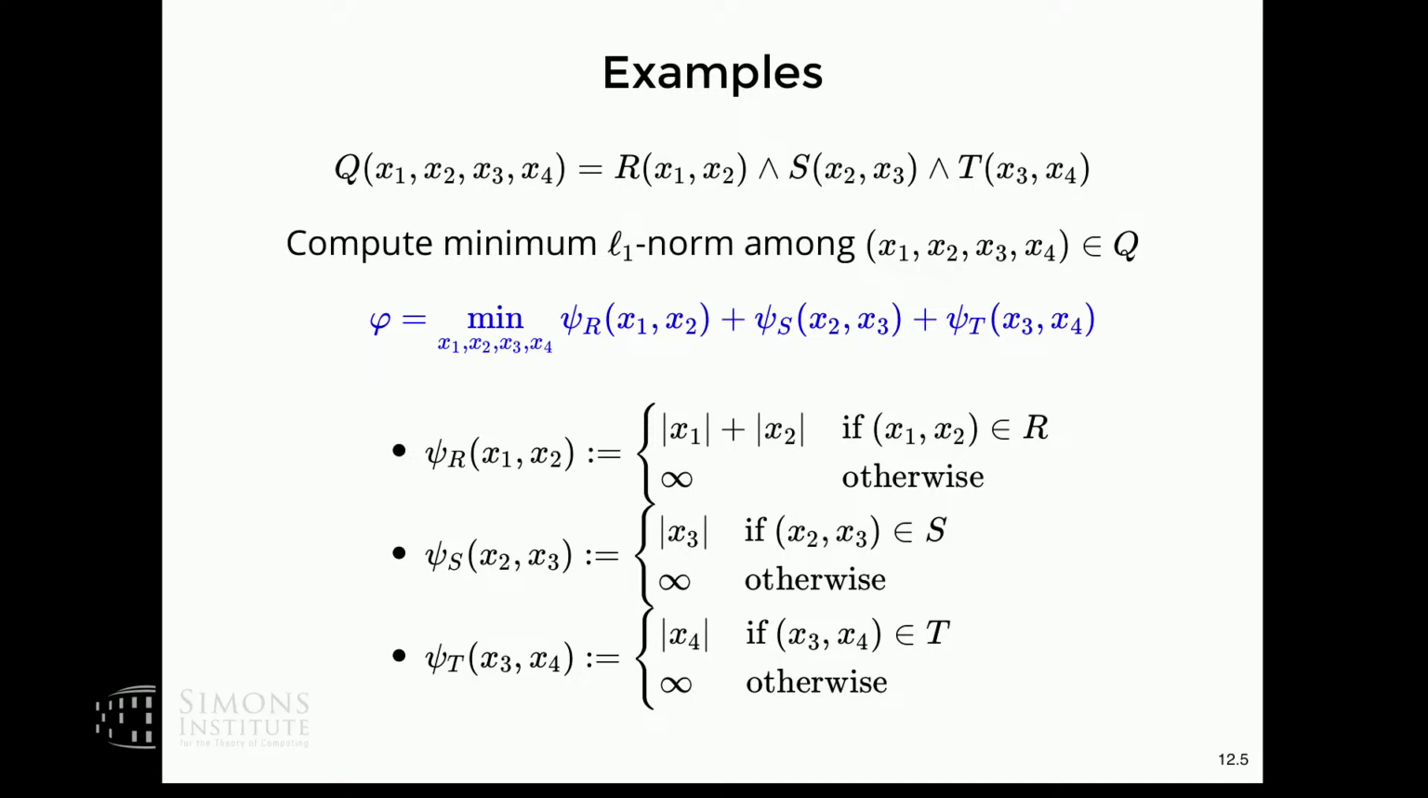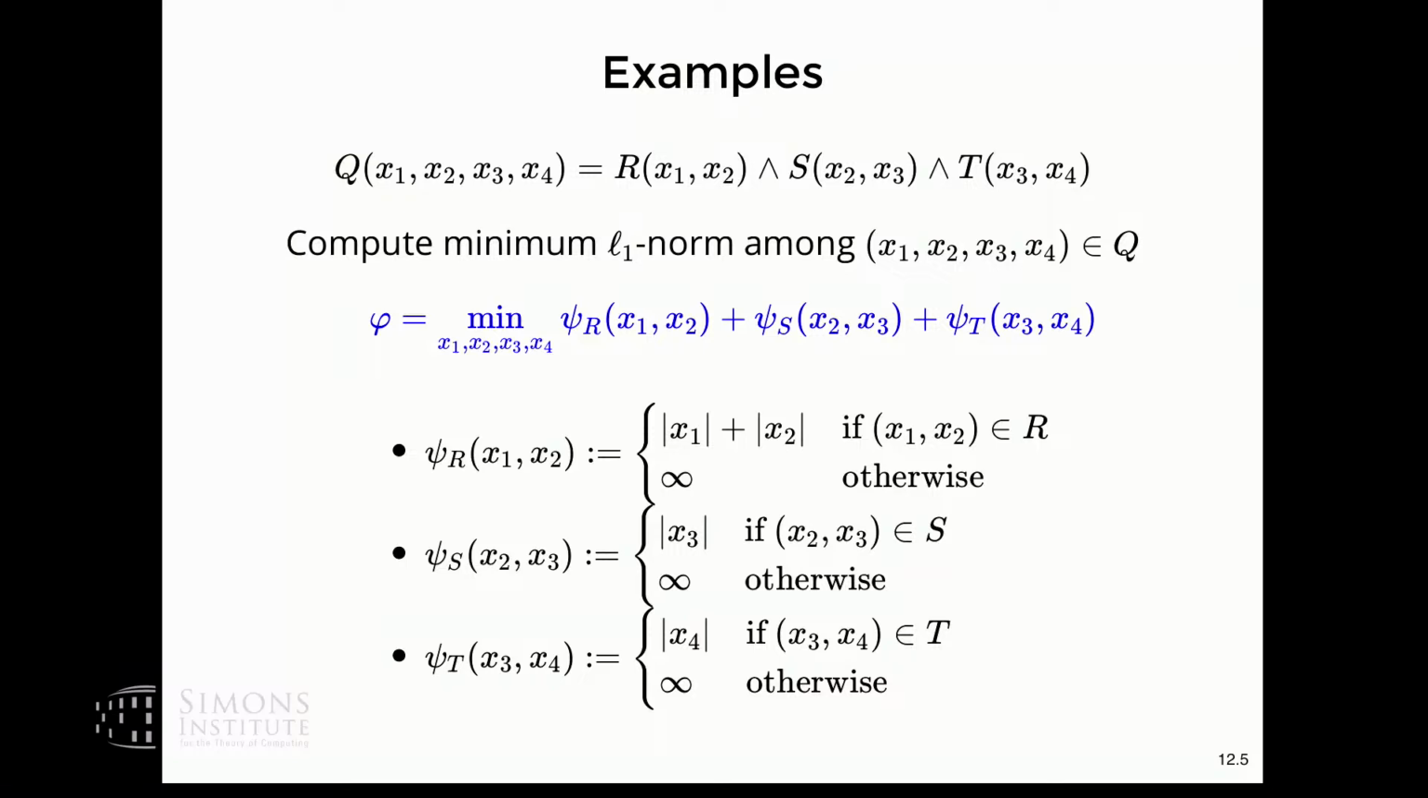For any tuple x1, x2, x3, if it does not satisfy this conjunction, then basically it means it does not satisfy at least one of those atoms, which basically means that one of these terms will be infinity, which means their sum will be infinity as well, which means it is not really going to interact with the min. However, for a tuple x1, x2, x3, x4 that satisfies this conjunction, we are basically going to get the absolute value of x1 plus x2 plus x3 plus x4. And we are minimizing over all x1, x2, x3, x4. So as a sum product query, this does indeed compute what we specified over here.